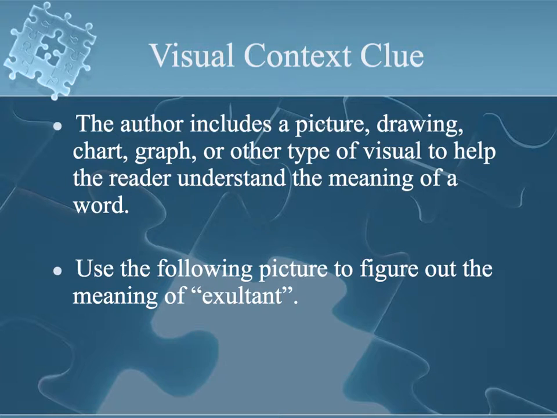Another context clue type we have are visuals. Sometimes we need more than just the words on the page to help us figure out what a word means. So sometimes it's a picture, a drawing, a chart, a graph, or some other type of visual that's going to help the reader figure out the meaning of a word. So we're going to look for the word exultant here and figure out what it means.